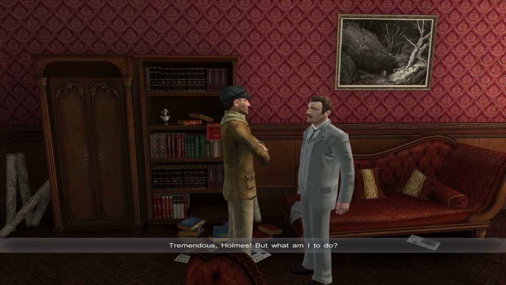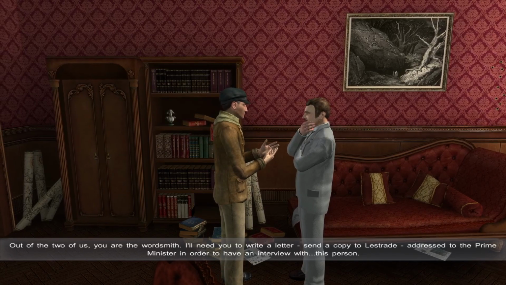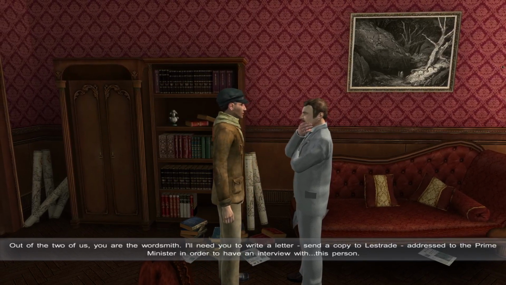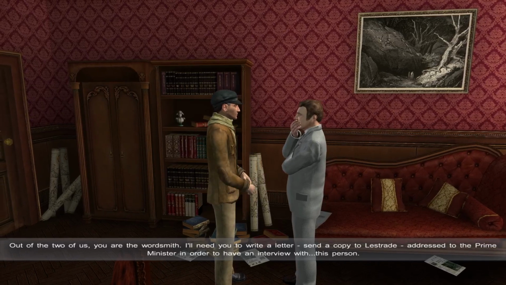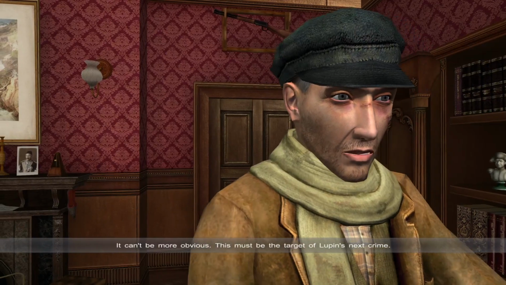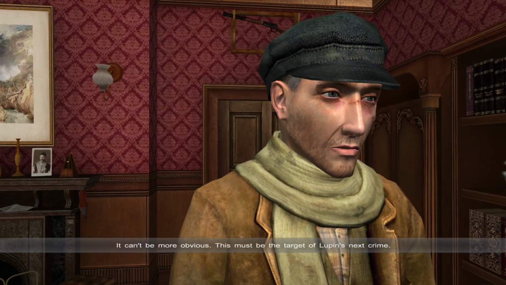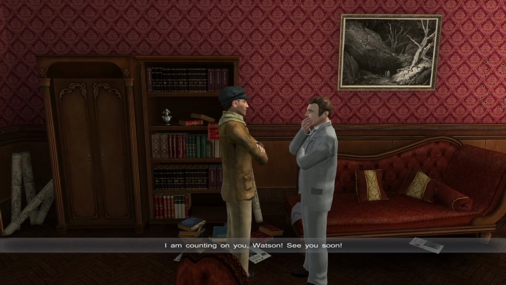Holmes. But what am I to do? Out of the two of us, you are the wordsmith. I'll need you to write a letter, send a copy to Lestrade, addressed to the Prime Minister, in order to have an interview with this person. You are not serious, Holmes. It can't be more obvious. This must be the target of Lupin's next crime. I must lay down. I am counting on you, Watson. See you soon.